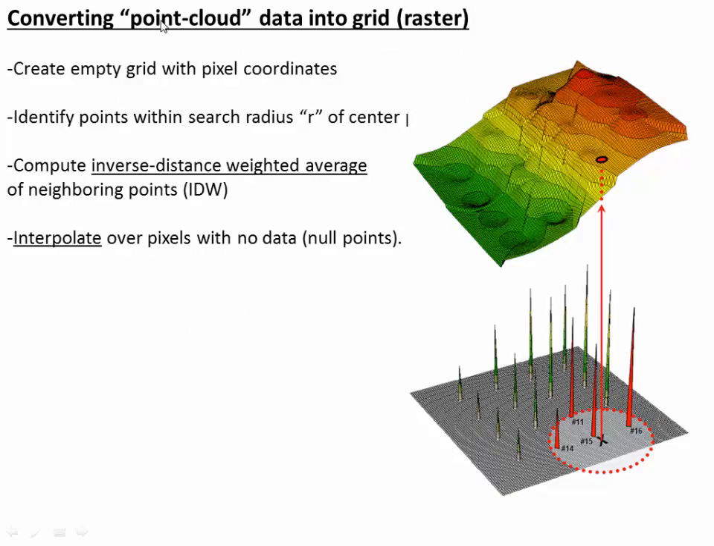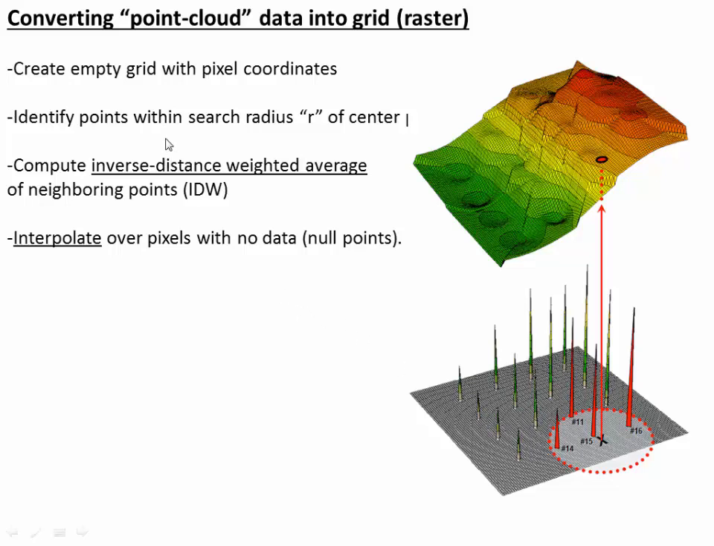And so just to remind you, we're going from a point cloud data into a grid or a raster format here. So what's the basic way this works? Basically what you do is you start with an empty grid. You decide, okay, I want a grid of 1 meter by 1 meter pixels, and each of those pixels then gets a coordinate. And so then you can basically overlay your grid pixels with the actual shot points, okay?